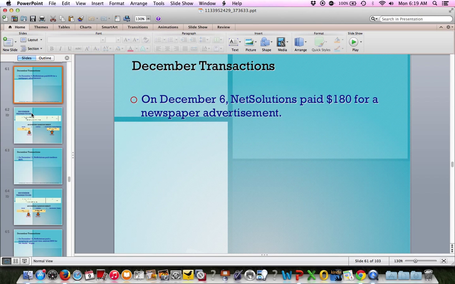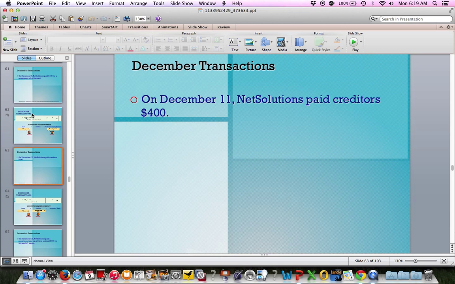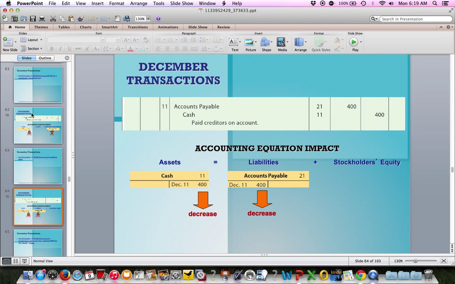They're going to buy some advertising. So you would debit advertising expense and credit cash. They're going to pay creditors $400, basically just pay some of our bills. We've got some payables, and we want to make a payment on what we owe people. And so we'll debit accounts payable, reducing the liability, and we'll credit cash, reducing the asset. Remember, we pay cash, we give it a credit.